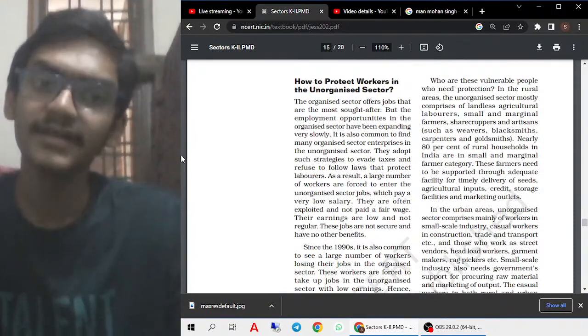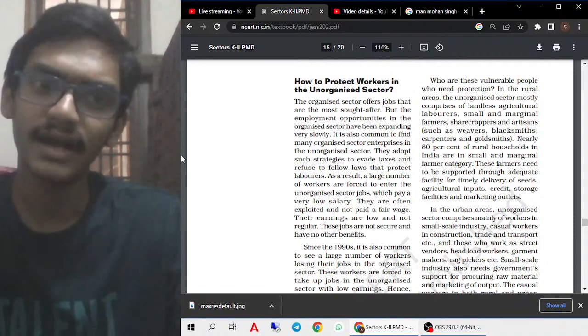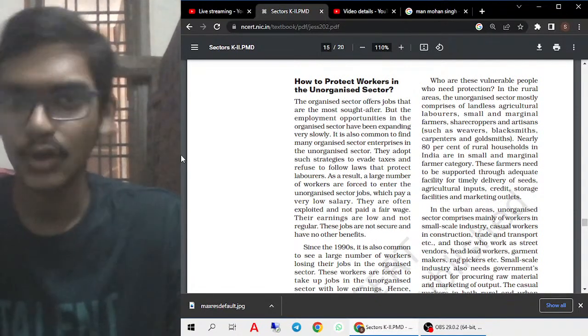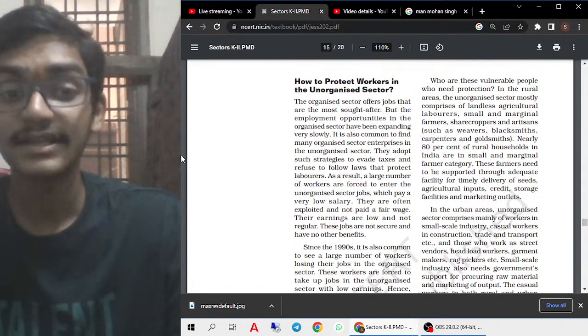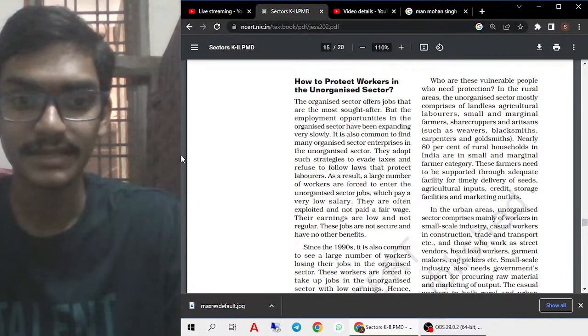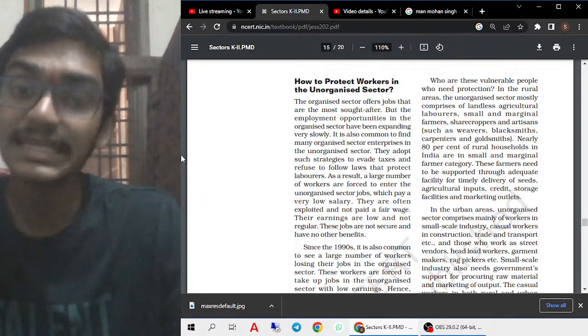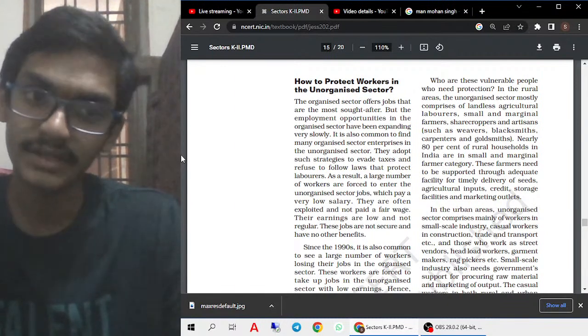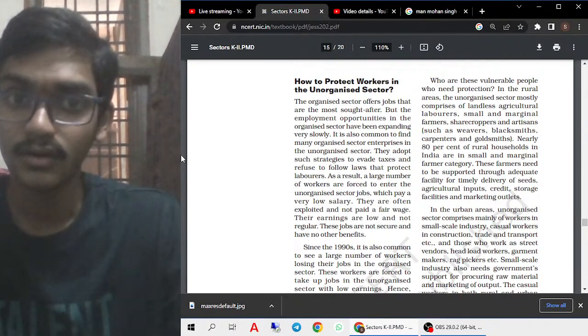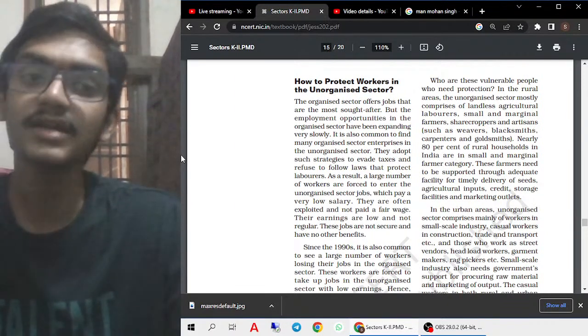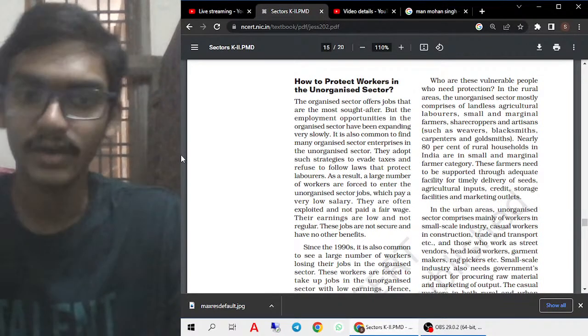How can we protect the workers in the unorganized sector? As you know, people go into the unorganized sector because they can evade taxes. Evading taxes means they can escape from the taxes. Many people are getting into the unorganized sector.